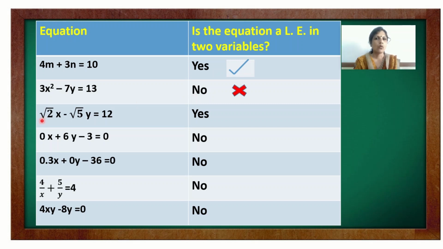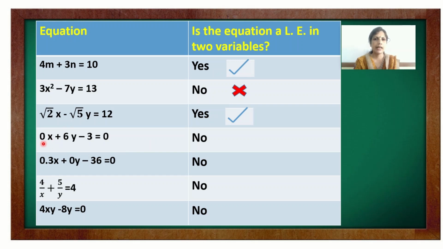Next, square root 2 x minus square root 5 y is equal to 12. Do not get confused. Children get confused here, thinking that since the number is given in a square root, probably it may not be linear. Coefficient can be anything. Coefficient can be negative, coefficient can be positive, coefficient can be in the square root sign, coefficient can be a fraction also. The only condition is the variable should have the power equal to 1. So this is a linear equation in two variables.